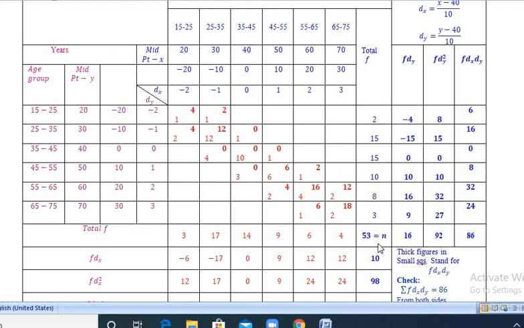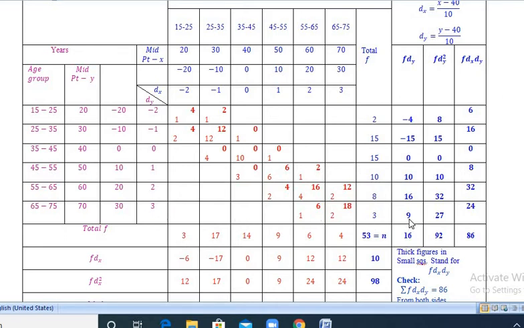It should be equal. And now we need to compute f into dy. Here f is 2 and dy along the vertical is minus 2. Their product is minus 4. Here f is 15 and dy is minus 1, that is minus 15. Here f is 15 and dy is 0. Their product is 0. Here f is 10 and dy is 1. Their product is 10. Here f is 8 and dy is 2. Their product is 16. And lastly, f is 3 and dy is 3. Their product is 9.